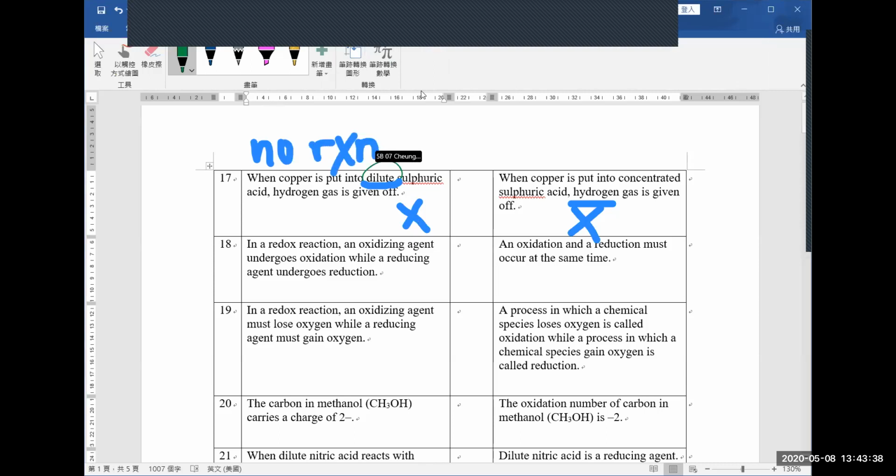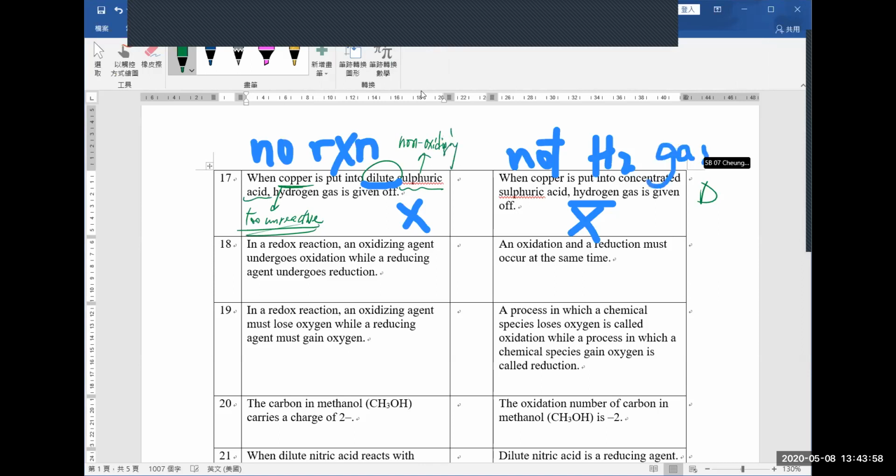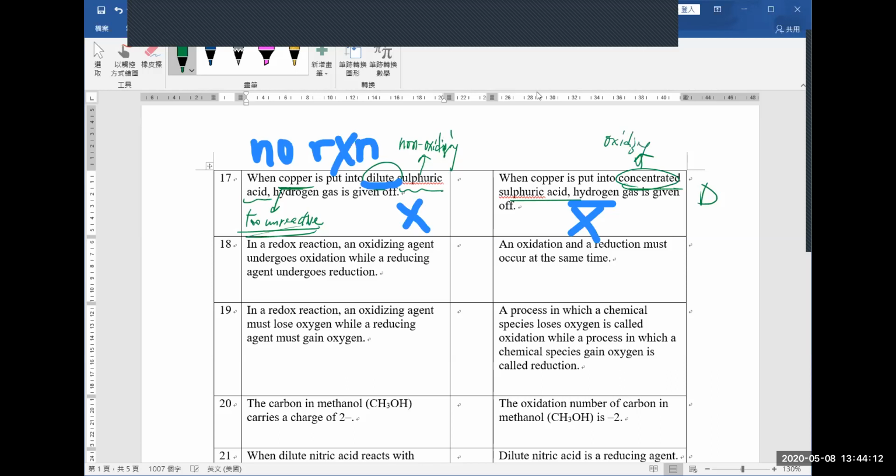Yeah, no reaction. Now, this part is D, no reaction, because copper is too unreactive. Or if somebody doesn't want to mention copper, you may talk about sulfuric acid: it is non-oxidizing. So it's not hydrogen gas. Now, concentrated is something different. It's different from dilute. Concentrated sulfuric acid is oxidizing. So it would react with copper to form what? Yes. Thanks, Marcus. The gas is SO2.